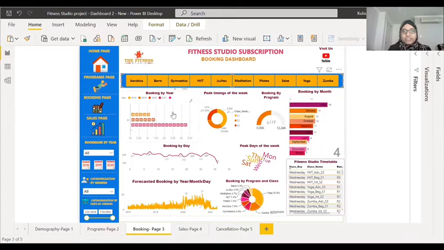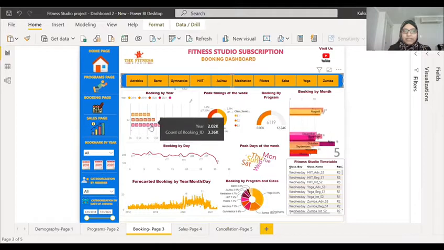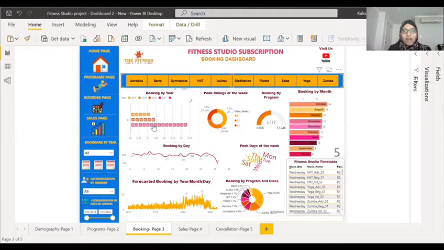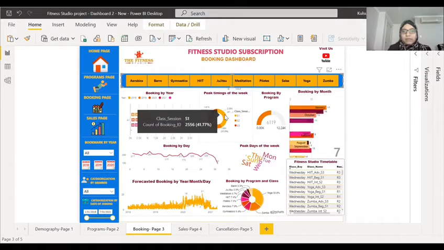This is an infographic chart which is showing the bookings by year from 2018 to 2021. So as you can see, maximum bookings are for 2020, which is around 3,000 plus bookings. The next chart is the peak timings of the week chart. This is a donut chart which is showing you that session 1 is the maximum, having maximum booking of 41.7%.